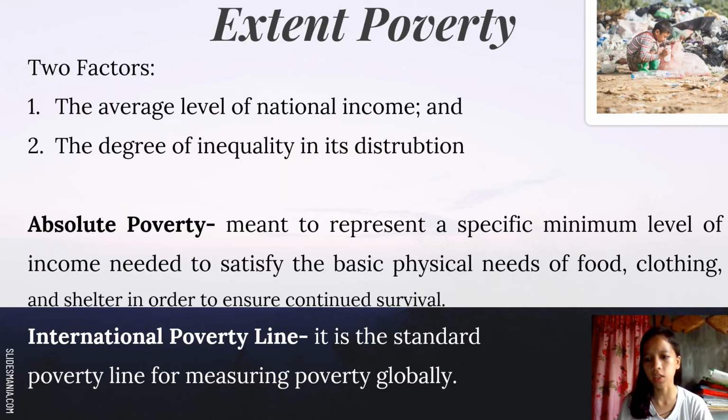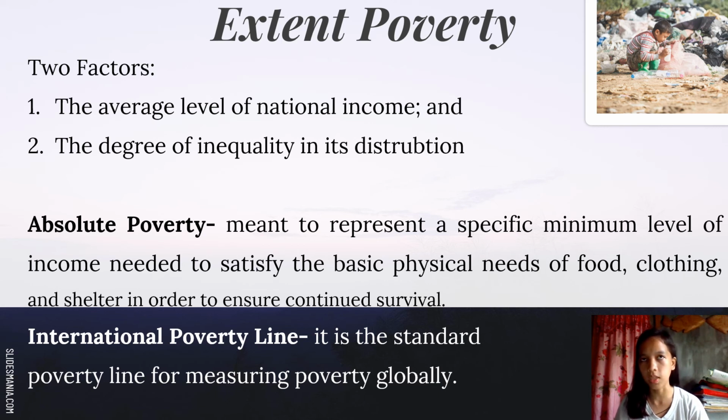So there are two factors to be considered. First is the average level of national income, and second is the degree of inequality in its distribution. So how to measure the extent of poverty? Before, there was what was called absolute poverty. It meant to represent a specific minimum level of income needed to satisfy the basic physical needs of food, clothing, and shelter in order to ensure continuous survival.